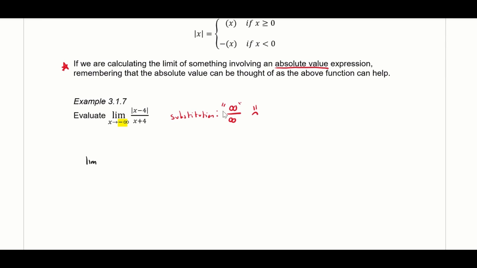So let's see if we can rewrite this. Now again, this might look tricky because we now have this absolute value expression in here. And especially if it's been a while since you've worked with absolute values, you might be like, oh crap, what do I do with that? How do I deal with an absolute value expression when you're calculating a limit? And the trick is to remember this piecewise expression.